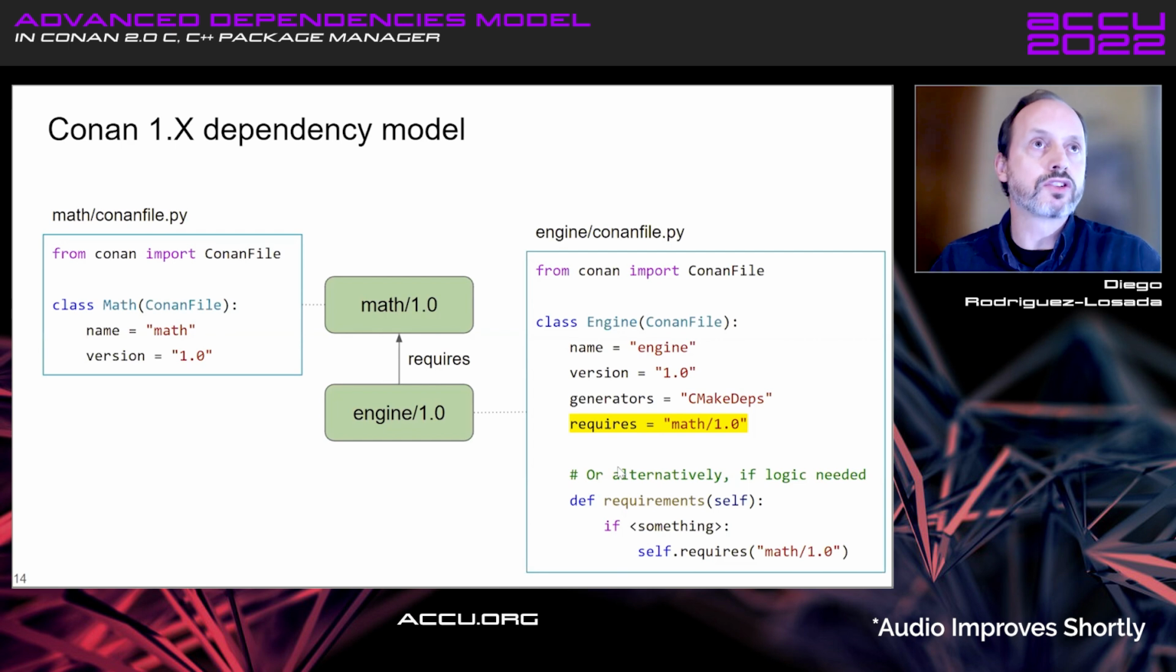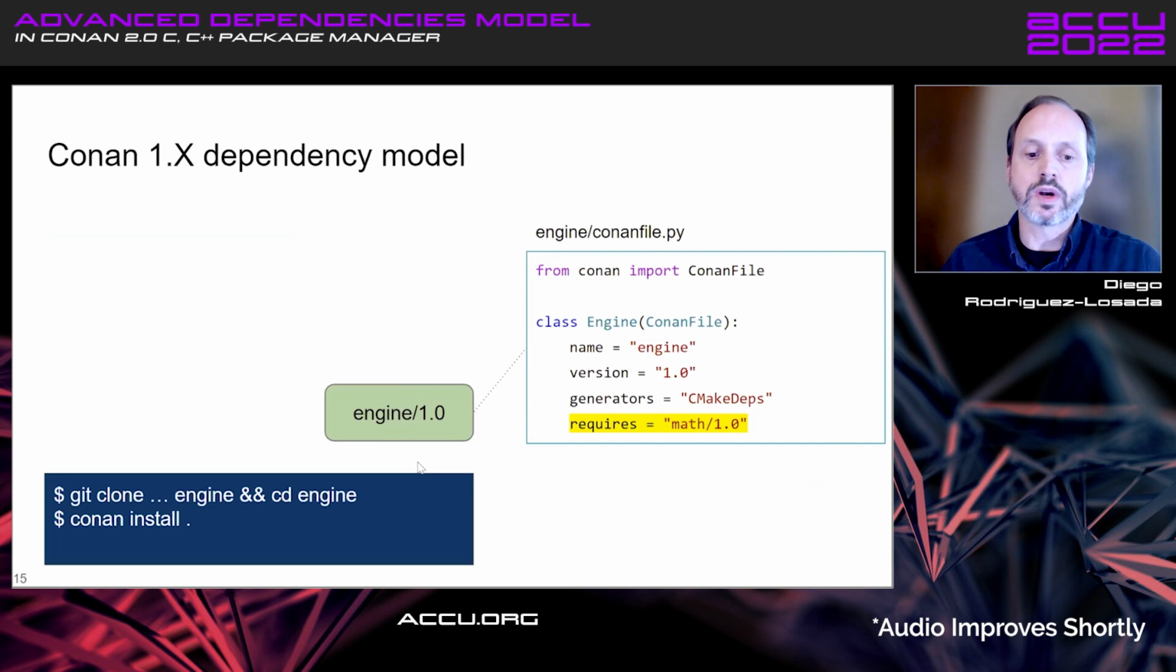Or if we need some conditional logic, we need something more powerful, we can use the same in the requirements method, and we can apply some ifs there if we want to conditionally depend on the math library. But the idea is the same. We declare a requires from engine to math.